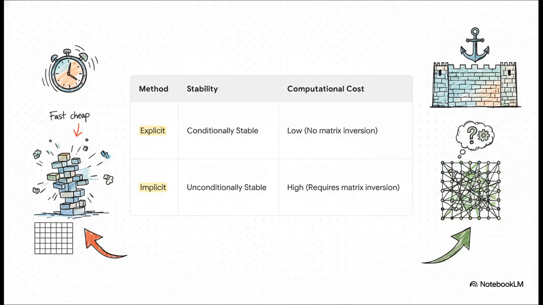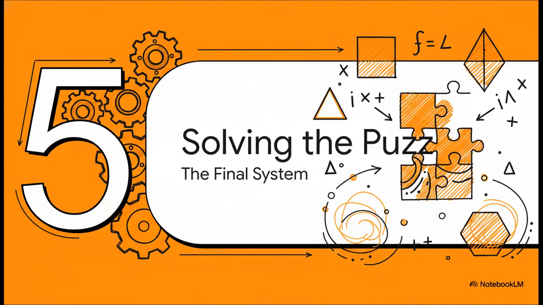On the other hand, implicit methods are rock solid, unconditionally stable. But that safety comes at a steep price. You have to solve a massive system of equations at every single step, which is way, way more expensive to compute. Okay, so after we've picked our equation, designed our grid, and chosen our approximation method, what's the final step?